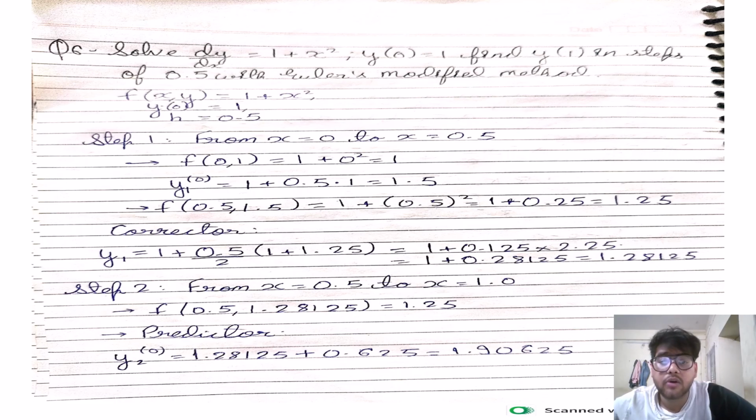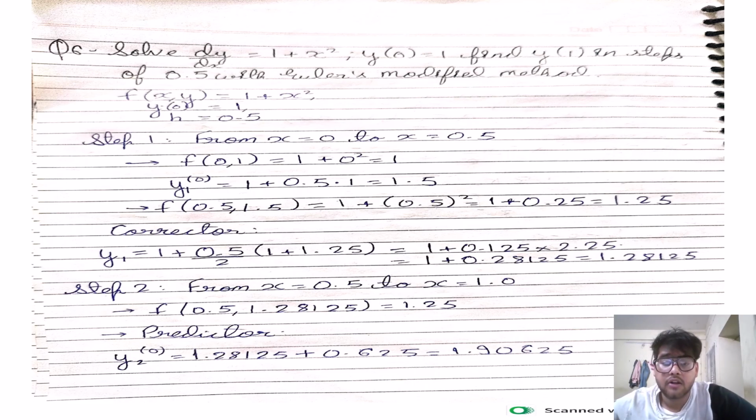So we will substitute in the 1 plus x square equation and get the values, and the value we are getting is 1.25. And now we will obtain the corrector value of y1, which is 1 plus 0.5 upon 2 into 1 plus 1.25, and after the calculations we will have the value 1.28125, and in step 2 we will calculate the value of y2 from x equal to 0.5 to x equal to 1.